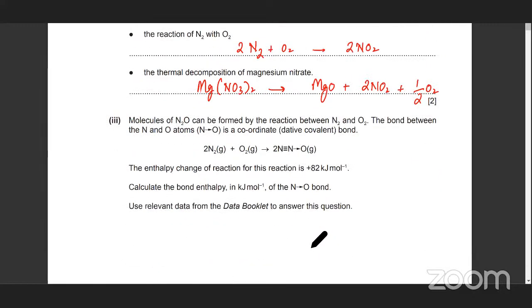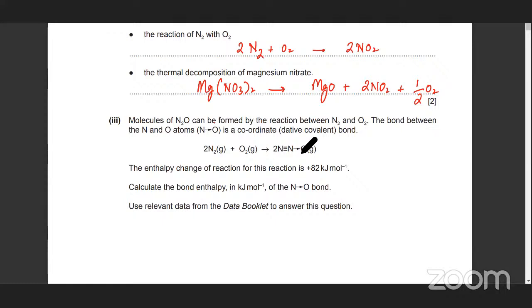Here you have number 3, which is molecules of N2O can be formed by the reaction between N2 and O2. The bond between the N and O atoms is a coordinate bond. So they've shown the bonding over here. Now the enthalpy change for this reaction is 82. Calculate the bond enthalpy. You have to figure out the bond enthalpy of this bond.